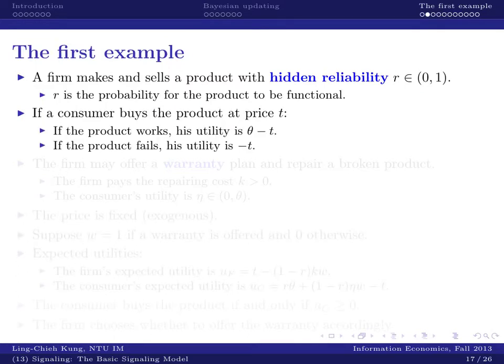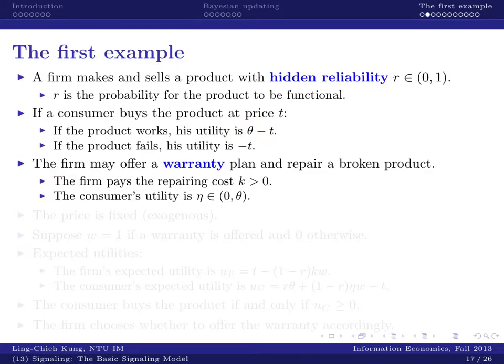So with some probability, the product is going to fail. The consumer will buy this product, and if the product works, the utility will be theta. Theta is how much the consumer may enjoy this product. But if the product fails, the utility will just be 0. And the net utility must also consider the price the consumer pays to the manufacturer. So it will be theta minus t if the product works, or minus t if the product fails.